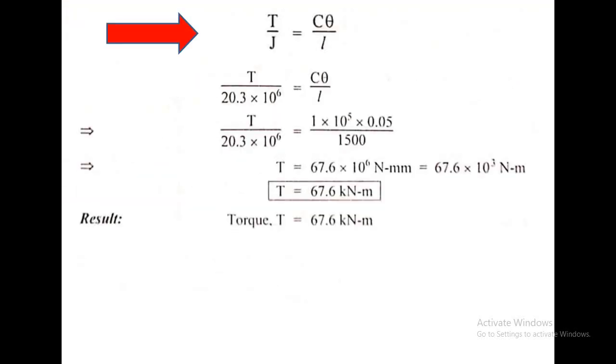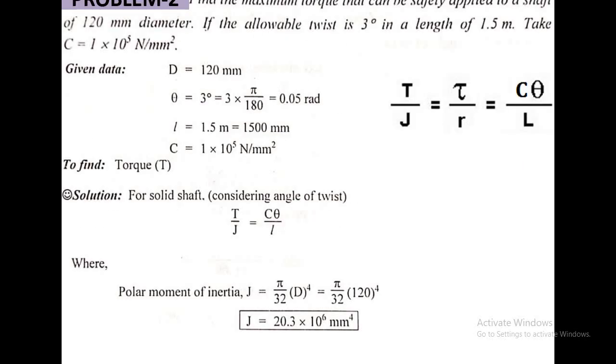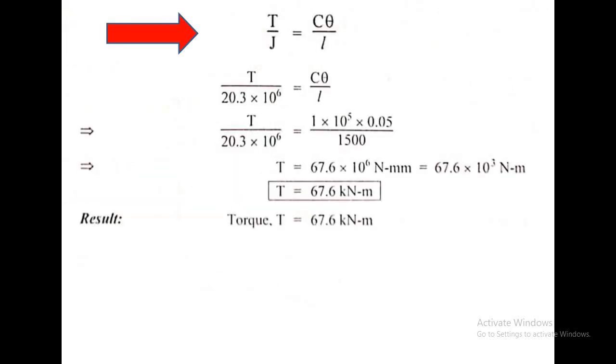Now coming to the solution, use the formula T by J equals C theta divided by L. Substitute all the values. You know the value of J, that is pi by 32 d power 4. Substitute in that and get the value as 20.3 into 10 power 6. Substitute in the T by J formula and the only unknown is torque. So find that; it is going to be 67.6 kilonewton meter.